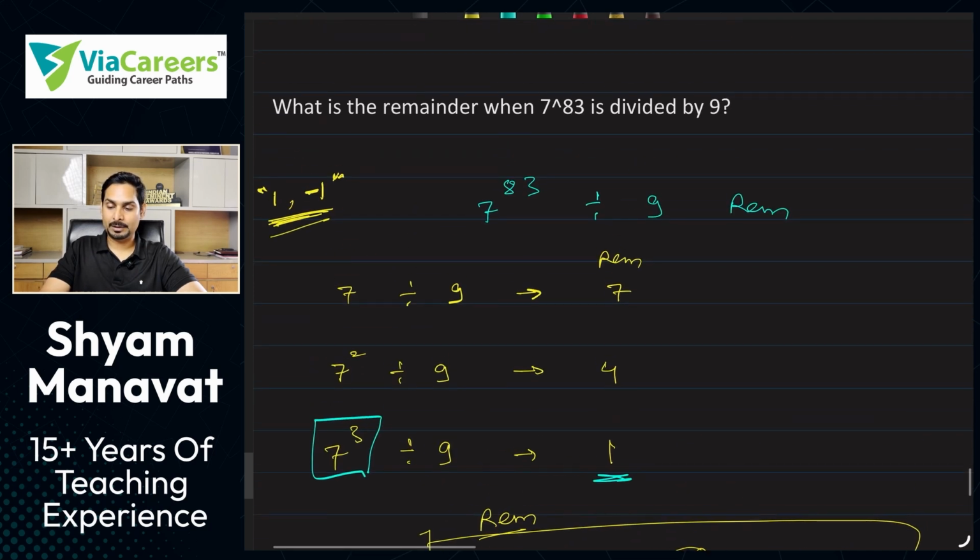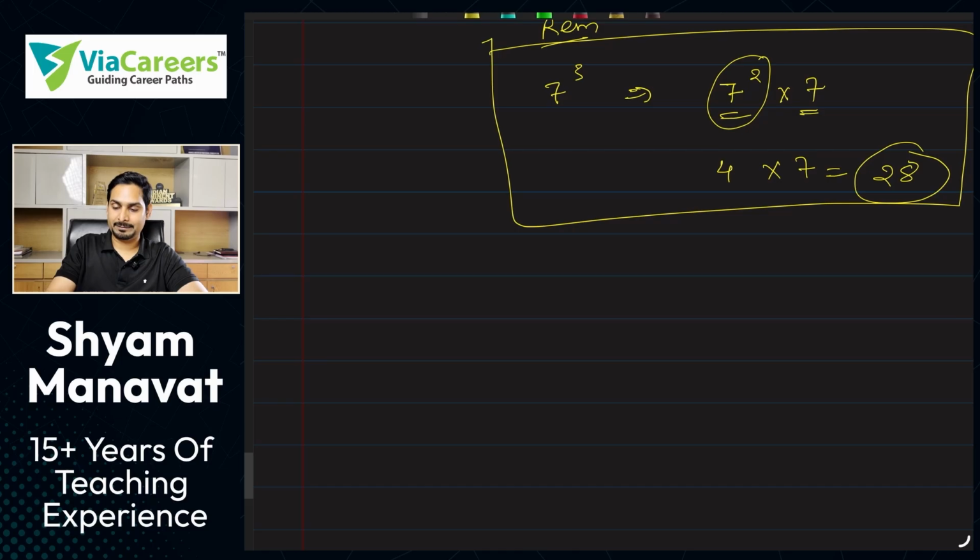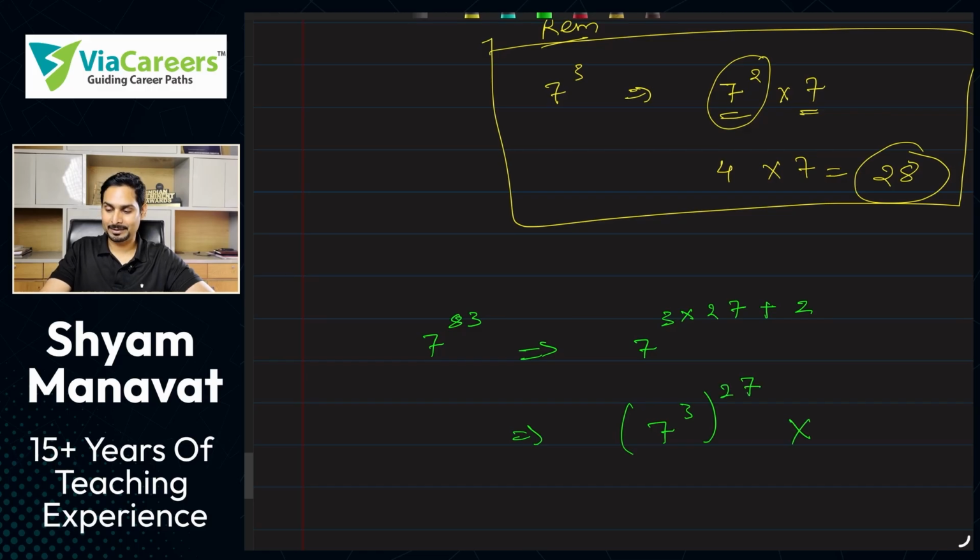Now, here we also got 7 cube giving you remainder 1. So we need to convert the power in terms of a multiple of 3. So 7 raised to 83 is the actual question. I can write the power as a multiple of 3: 3 into 27, since 3 27s are 81, plus 2. I'm skipping one step because you are confident about the remainder theorem now.